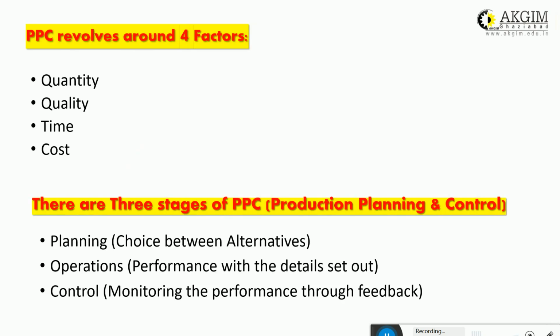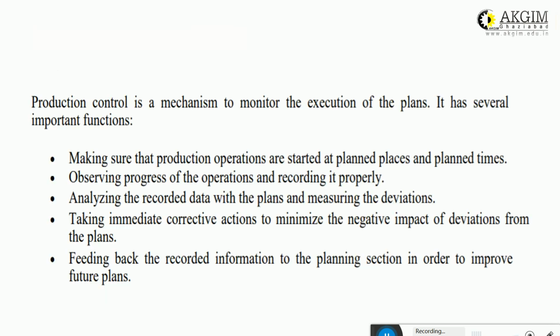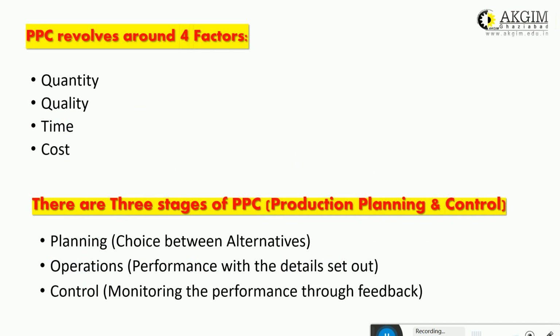So PPC actually revolves around four major factors. I just mentioned that it's quality, quantity, time, and cost that need to be taken care of by production planning and control. And there are three major stages of PPC. One is the planning part, where the decision maker chooses between the alternatives. Then the operation part, that is performance with the details set out. Then the control part, right? So this is also called the planning, the action, and the control phase. This is how we call these phases.